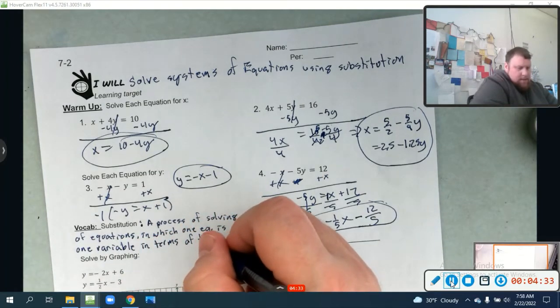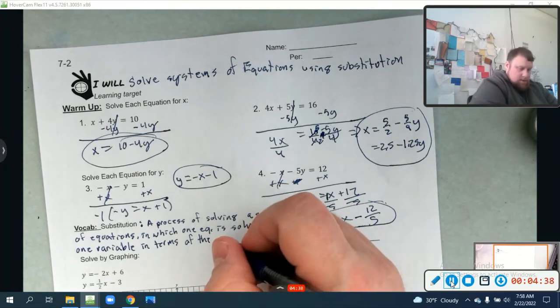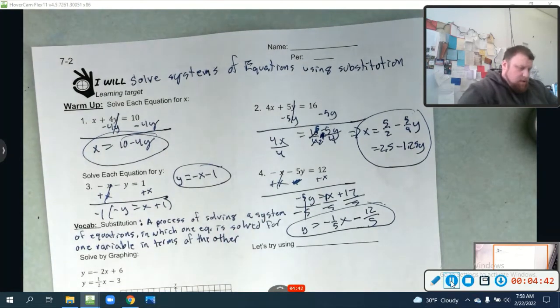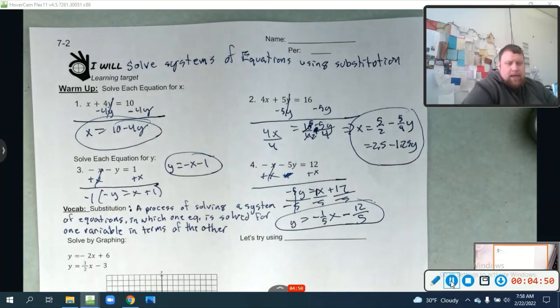A lot of times these definitions don't make sense off the bat. It's because we use a lot of technical jargon. In terms of the other. So a process of solving a system of equations in which one equation is solved for one variable in terms of the other. Okay. So take a moment again, pause this at any point in time so you can write everything down. Sorry, I don't have better handwriting. It's not quite doctor level.